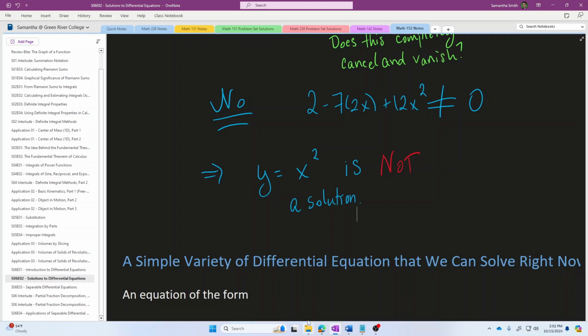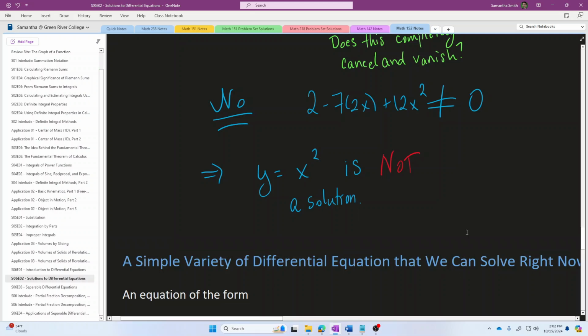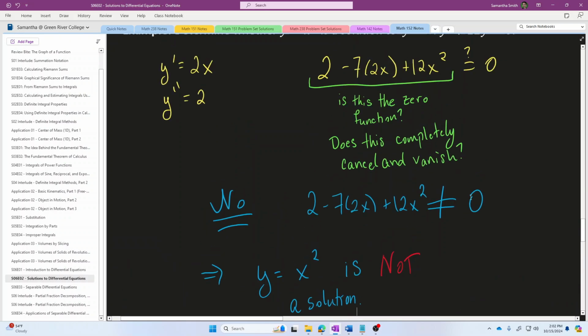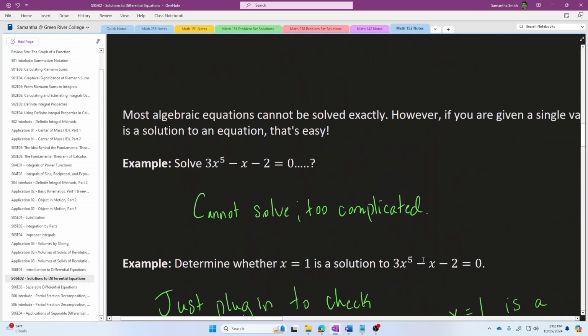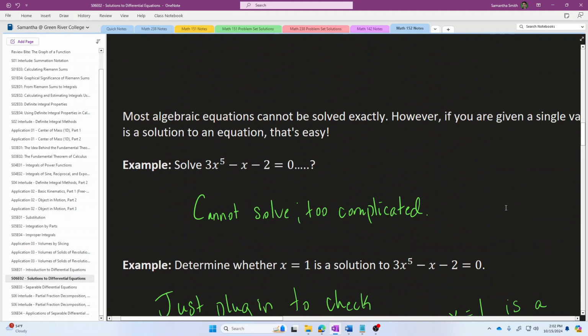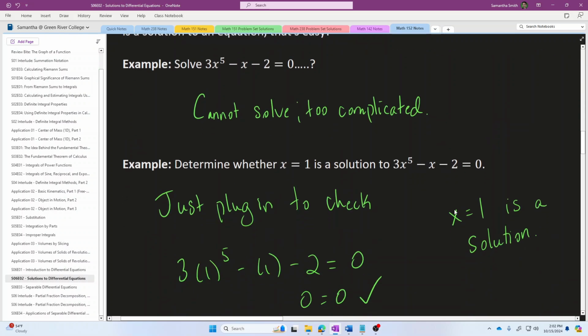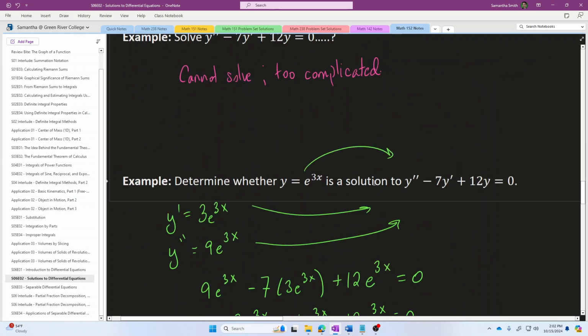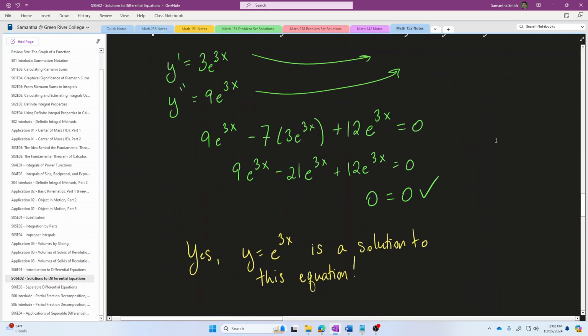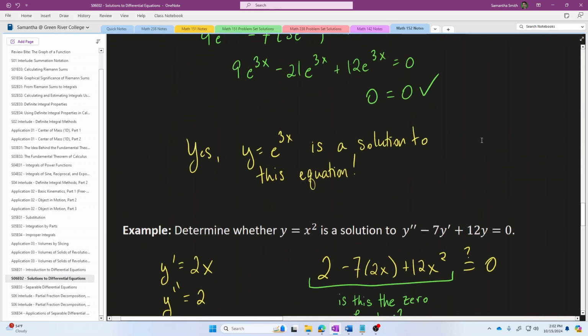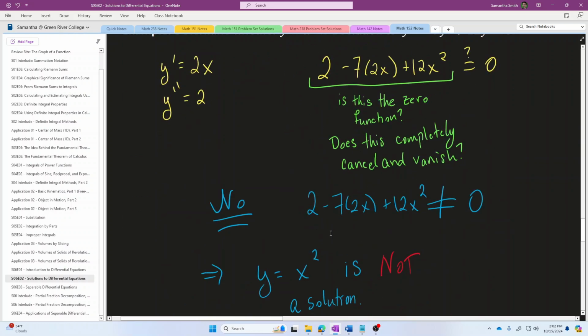Okay, so I want you to keep that in mind as we go through the next several days of class. Most differential equations cannot be solved, in the same way that most algebraic equations cannot be solved. However, even if the equation cannot be solved, it is always possible and easy to check if a single value or a single function makes the equation true. Literally just plug that function into the equation and see if the result is a true statement or a false statement. That's all you have to do, okay?